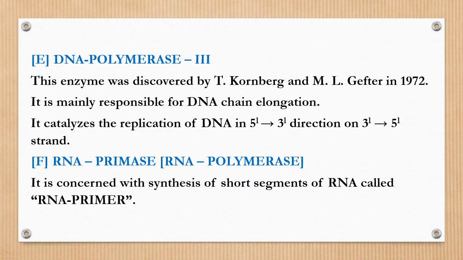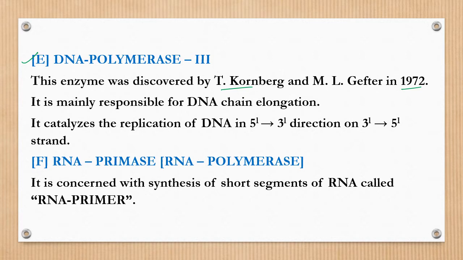Next, DNA polymerase 3. This enzyme was discovered by T. Kornberg and M.L. Jefter in 1972. Kornberg discovered DNA polymerase 1 in 1955 and this polymerase 3 in 1972. It is mainly responsible for DNA chain elongation.